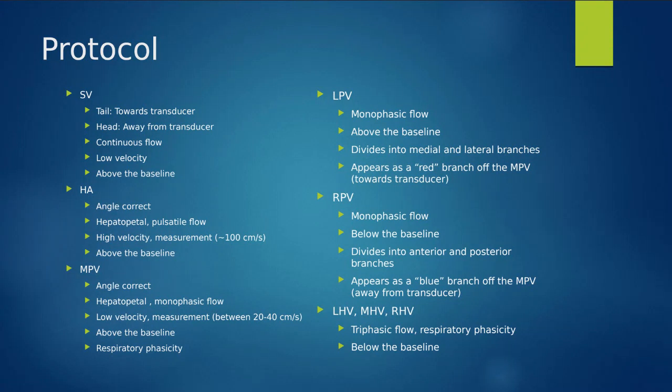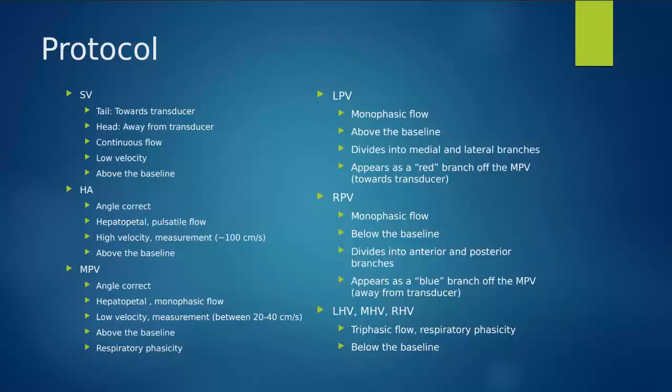Unlike the hepatic artery, it's not going to be pulsatile, right? Because it's not an artery. It's going to have monophasic, kind of continuous, what we call respiratory phasicity flow. We're going to talk about those types of flow in a minute as well. And this is going to appear above the baseline. So again, positive Doppler shift. It is moving towards the transducer.